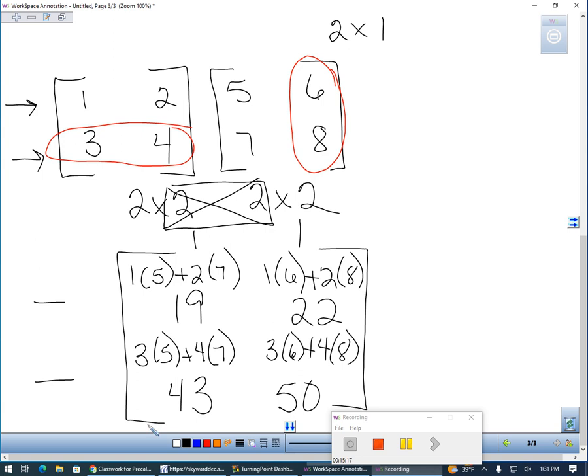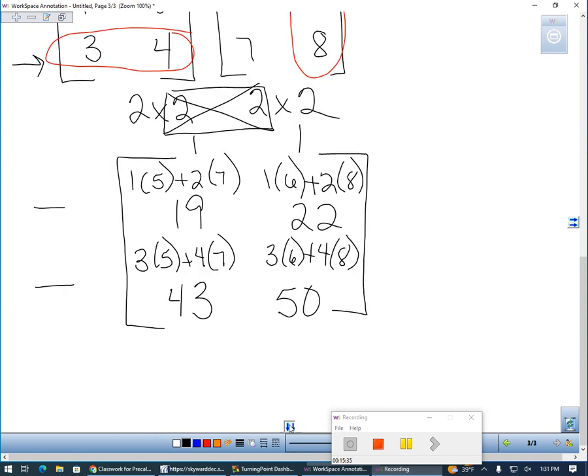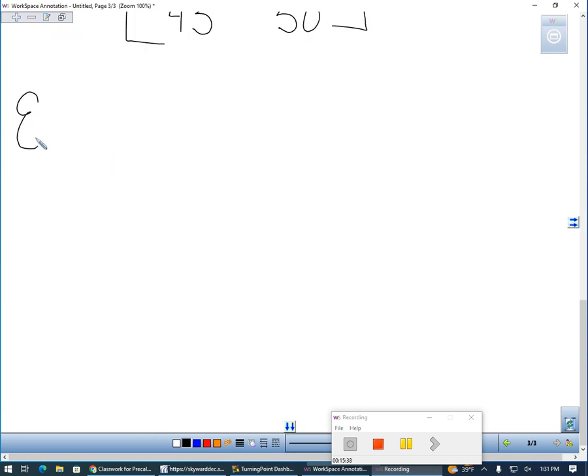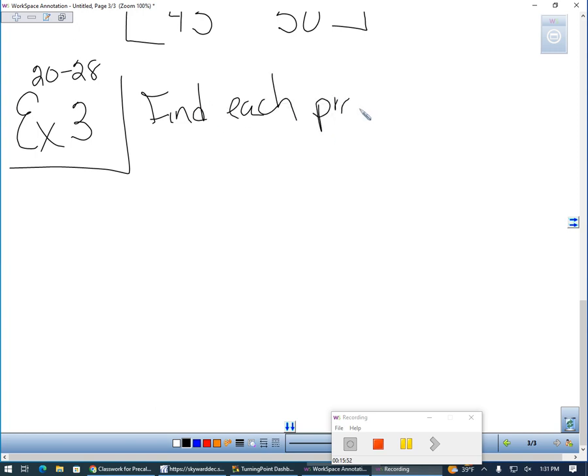All right, so any questions so far? We're all doing good? Okay, so we're on example number 3, correct? All right, here we go with example number 3. This is your 20 through 28. Directions say find each product.